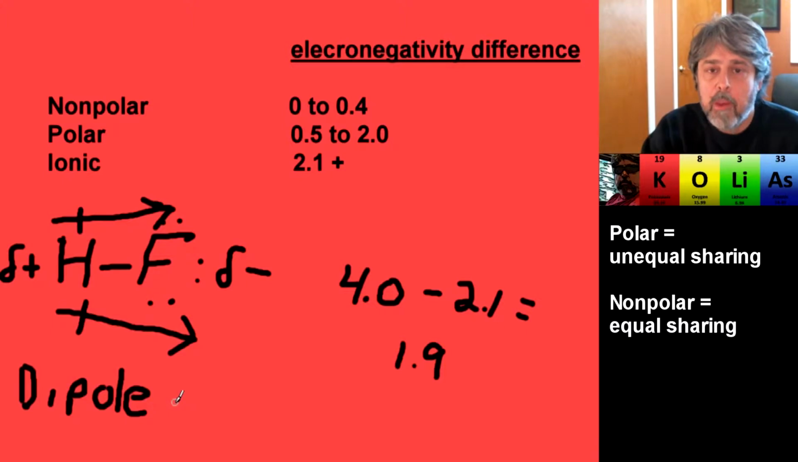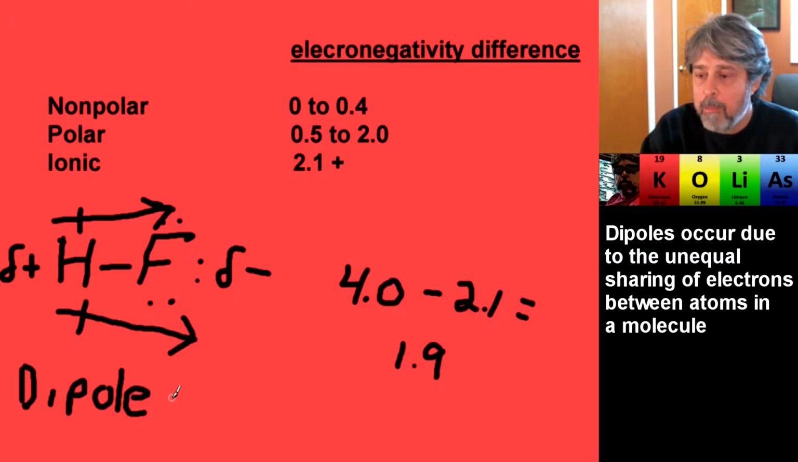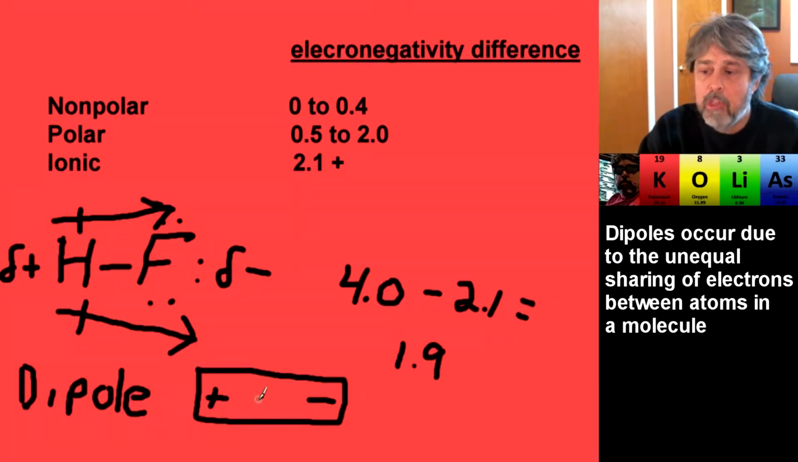This creates something called a dipole, 2 poles. Just like the Earth has a north pole and a south pole, that's 2 poles. We could say the Earth has a dipole, but in this case, we're talking about molecules, and they're kind of like little magnets. On one side, we'll have a negative charge. On the other side, we'll have a positive charge. Here's our dipole. We have 2 ends that have different charges.